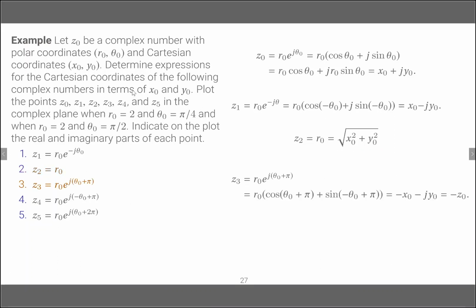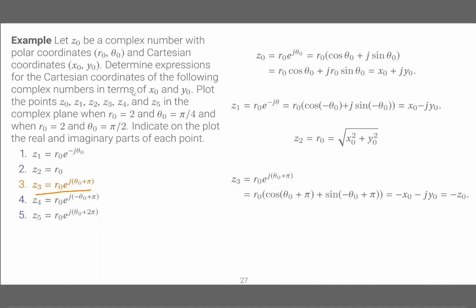Z3 is R naught e to the power of j (theta naught plus pi). So we write this as R naught cos(theta naught plus pi) plus j sine(theta naught plus pi). So there you go, you have this system, and so you have minus x naught minus jy naught. Actually, this is minus z naught.